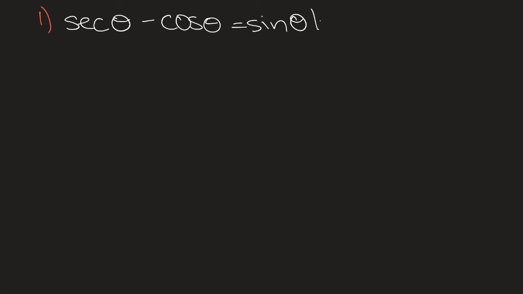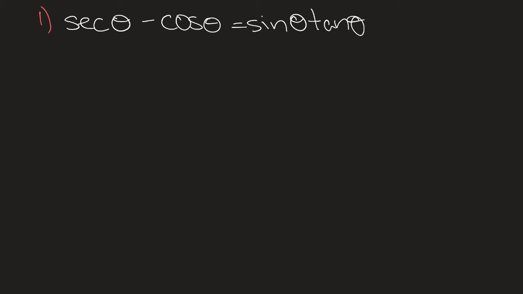Next up, we are going to work on some exercises of practicing these identities. So, number one is secant theta minus cosine theta equals sine theta tan theta.